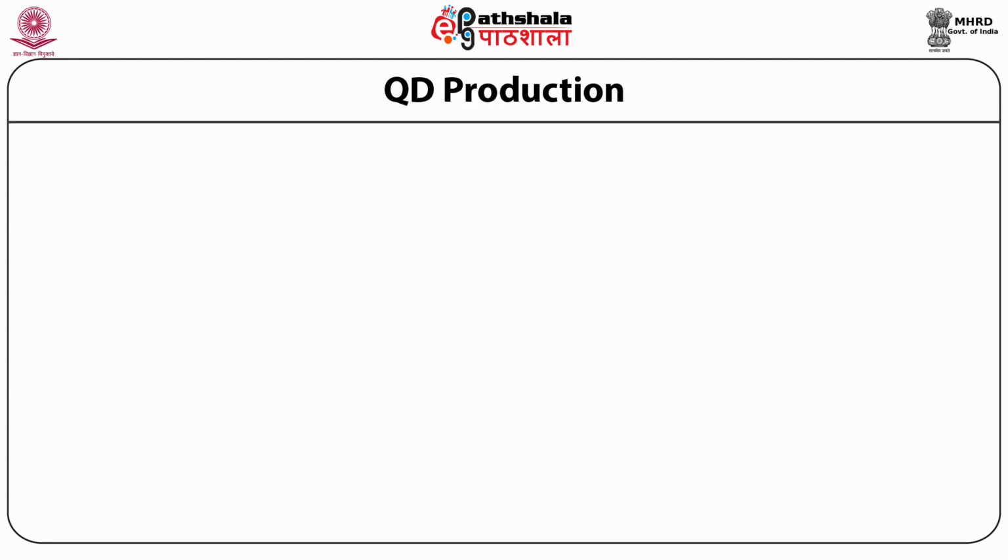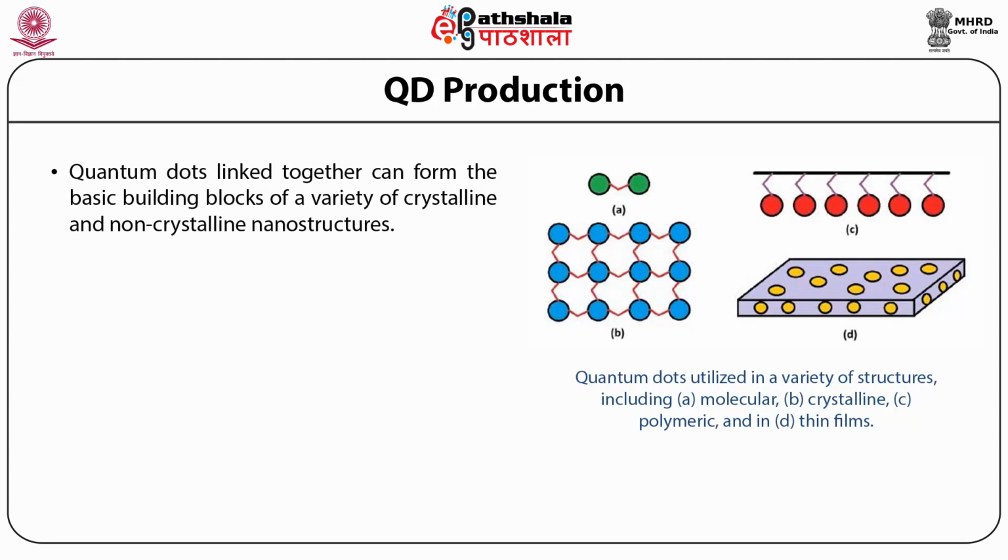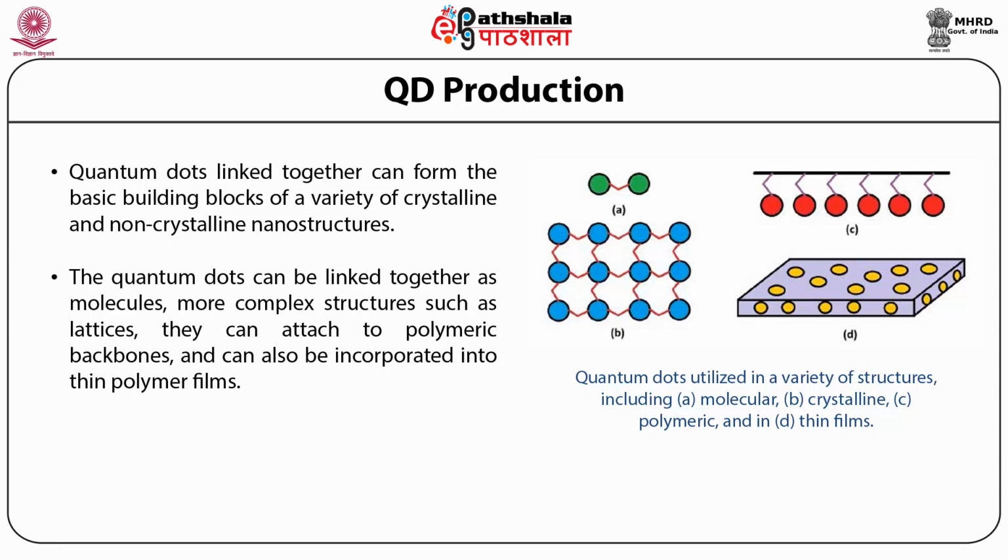Now comes quantum dot production. Quantum dots linked together can form the basic building blocks of a variety of crystalline and non-crystalline nanostructures. The quantum dots can be linked together as molecules to form more complex structures like lattices and polymer backbones, and can be incorporated into thin polymer films, which are represented in the figures shown on the right hand side. These figures show the quantum dots utilized in a variety of structures including molecular, crystalline, polymeric, and even thin films.